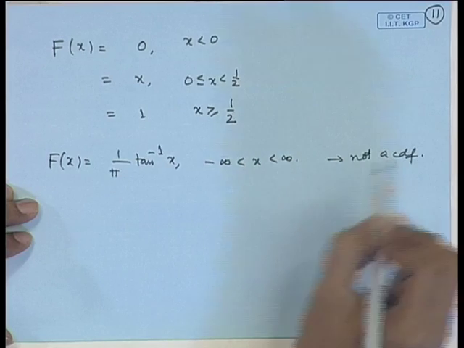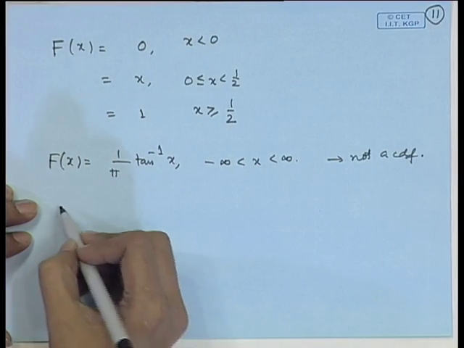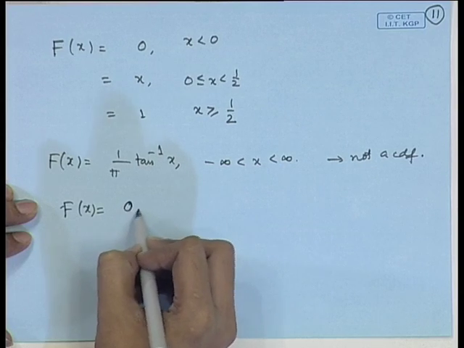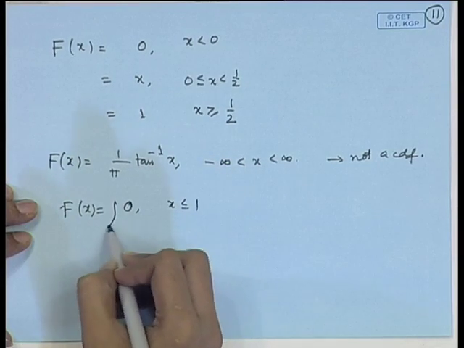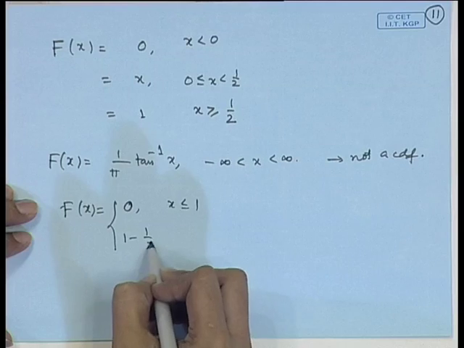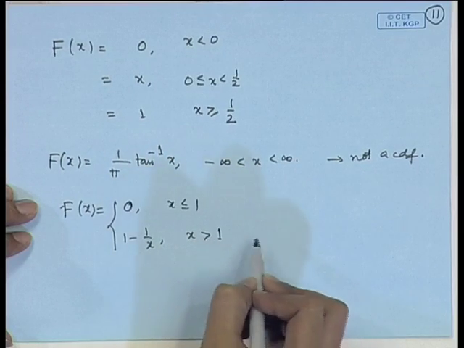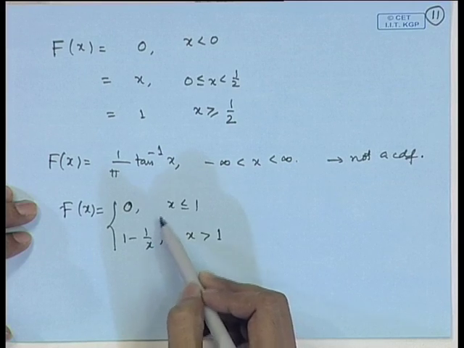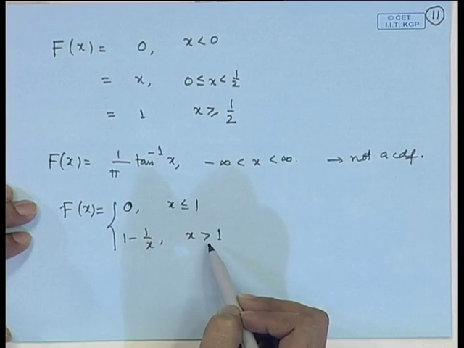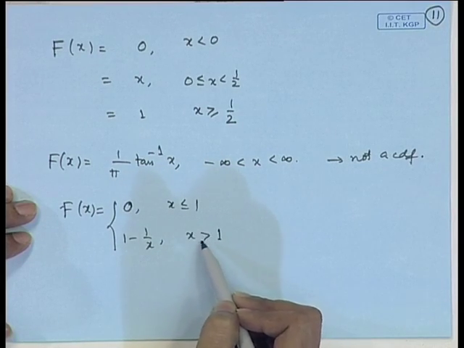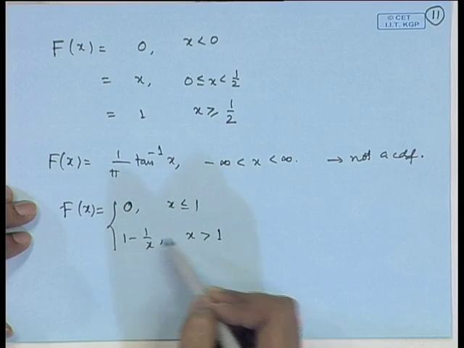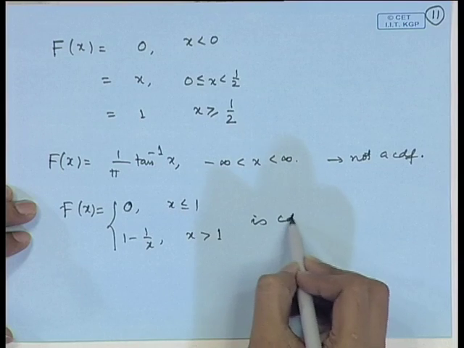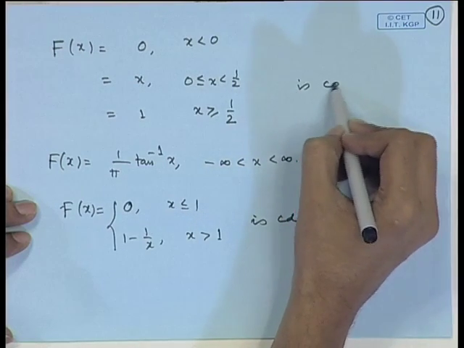If I consider say f(x) is equal to 0 for x less than or equal to 1, it is equal to 1 minus 1 by x for x greater than 1. Once again check the conditions, condition 1, 2, 3 they are satisfied. The right hand limit at x equal to 1 is 0, the value at x equal to 1 is 0, therefore, it is a CDF. This is a CDF.